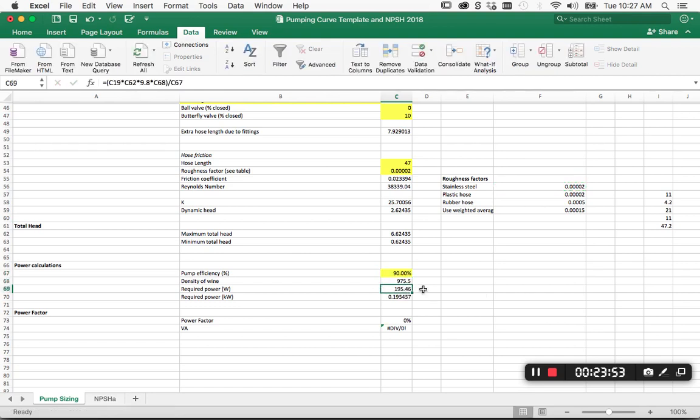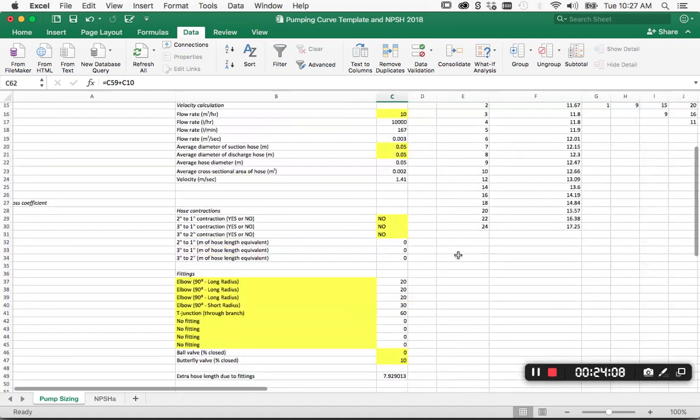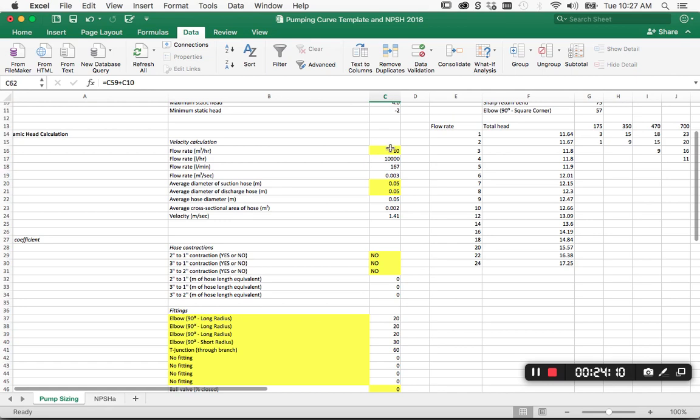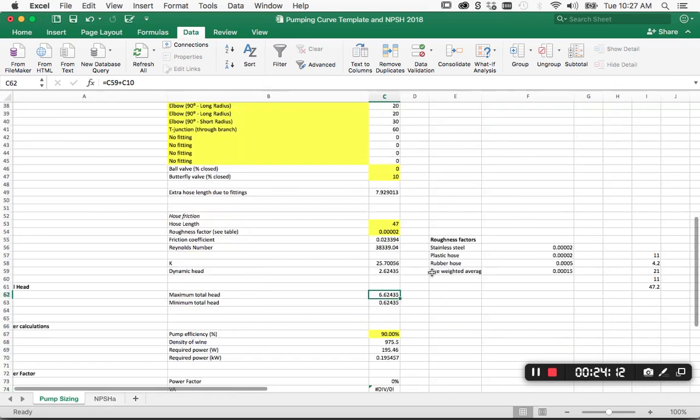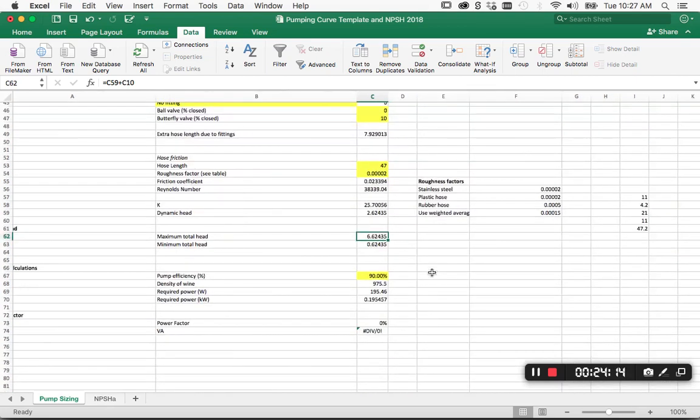So here it's calculated, we only need a pump with a rating of 195 watts to be able to do this transfer. So a 195 watt pump will overcome 6.62 meters of head. Now importantly, it won't do it at 10,000 litres an hour. All that pump will do is overcome that head.